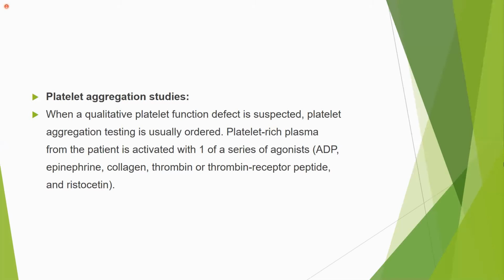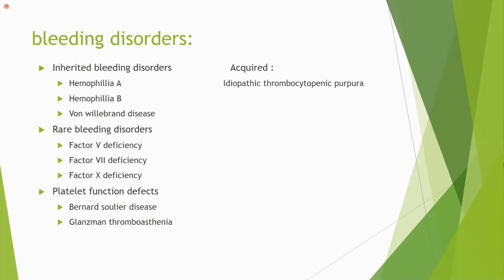So this is a list of the common bleeding disorders which we are going to discuss today. Among the inherited bleeding disorders, we have Hemophilia A, Hemophilia B, and von Willebrand disease. Then there are rare bleeding disorders in which there is factor 5 deficiency, factor 7 deficiency, and factor 10 deficiency. Platelet function defects like Bernard-Soulier disease and Glanzmann thrombasthenia. You see there is a long list of platelet function disorders, but these are the two most common types. And in the acquired, we have the idiopathic or the immune. Idiopathic is no more idiopathic, it's basically immune thrombocytopenia.